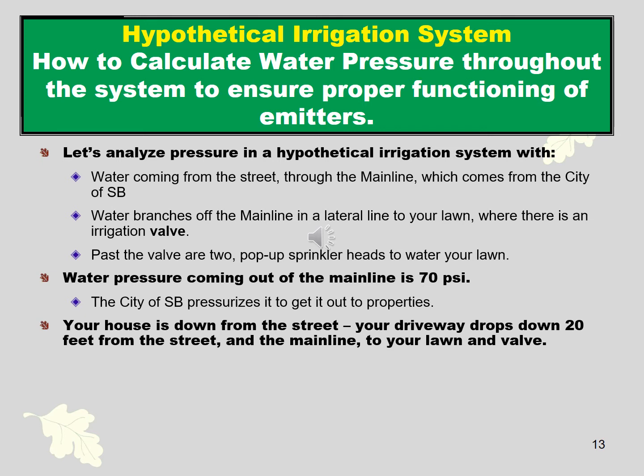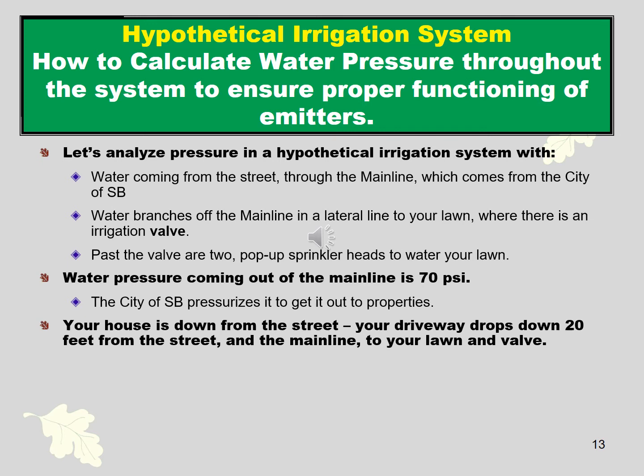Let's say the water pressure is coming out of the main line at 70 psi. So the city of Santa Barbara pressurizes the water, and it also has some gravity pressure to it, but it's coming with 70 pounds per square inch to your property. So that's what it has when it starts into your irrigation system.